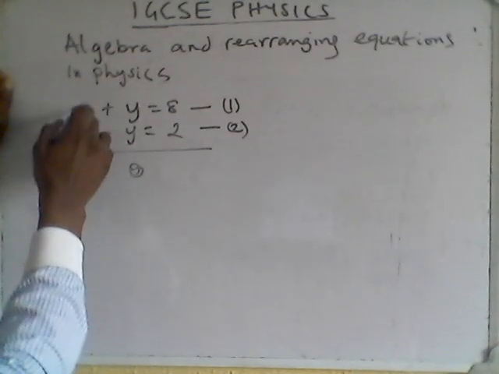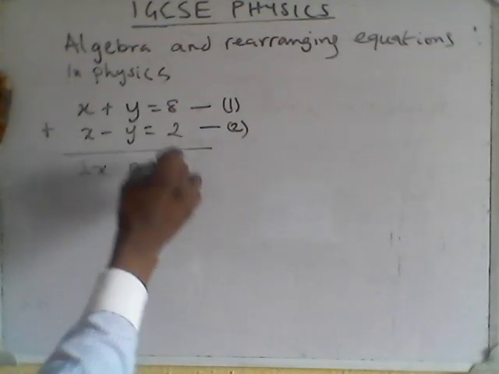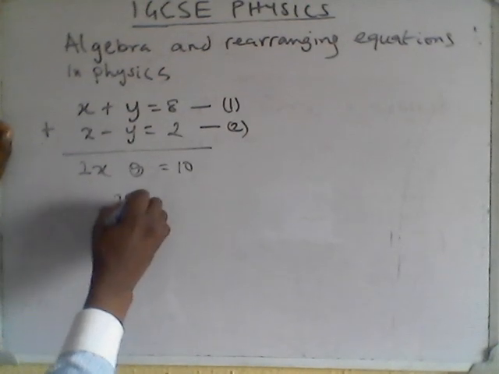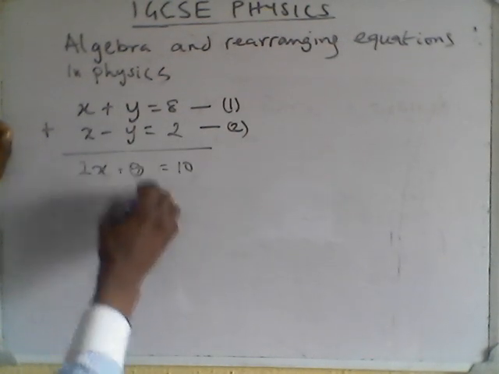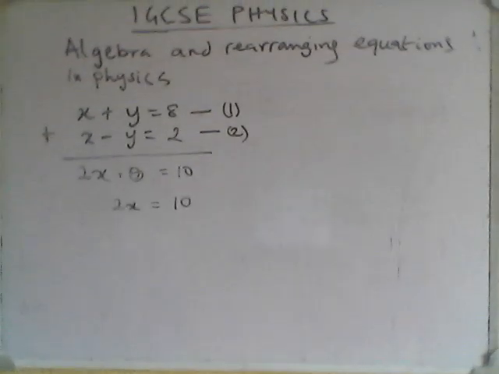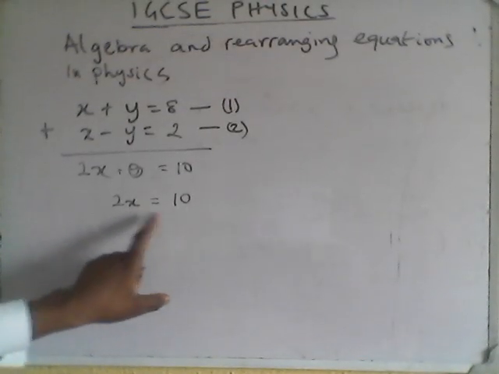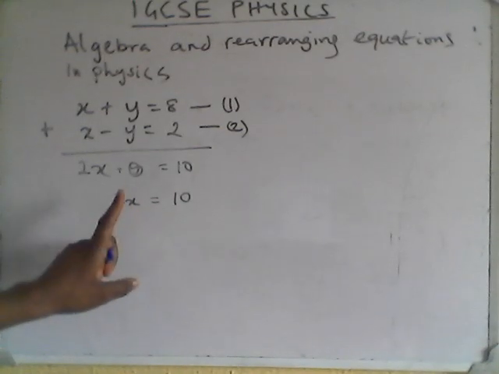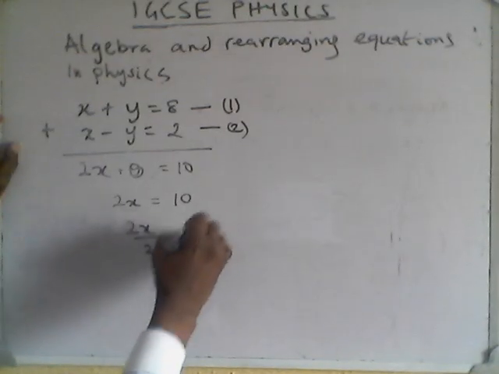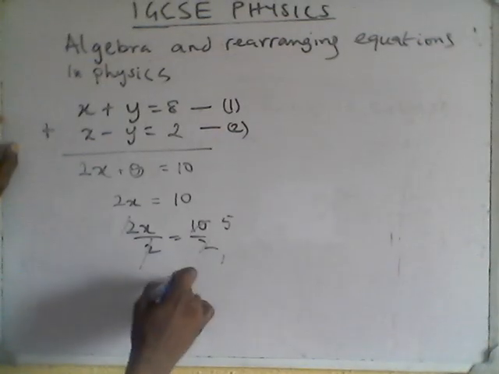While x plus x becomes 2x, and 8 plus 2 becomes 10. So I have 2x is equal to 10. Now this is easy for me to solve because I can divide both sides by 2 to remove the 2 from this x and make the x stand alone. This is what we call making x the subject of the formula. So I have 2x over 2 is equal to 10 over 2. So 2 cancels 2, then 2 here gives 1, 2 here gives 5. So I have x is equal to 5.